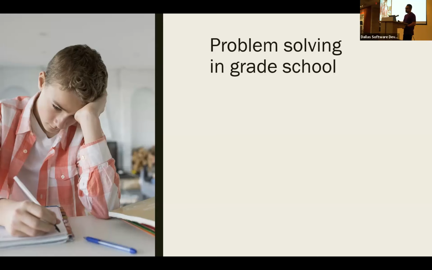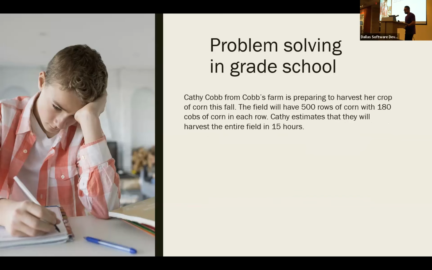So we ended up running into bigger numbers. One thing I want to talk about right here is Kathy Cobb. Let's look at this problem for a second. Kathy Cobb from Cobb's Farm is preparing to harvest her crop of corn this fall. The field will have 500 rows of corn with 180 cobs of corn in each row. Kathy estimates that they will harvest the entire field in 15 hours.